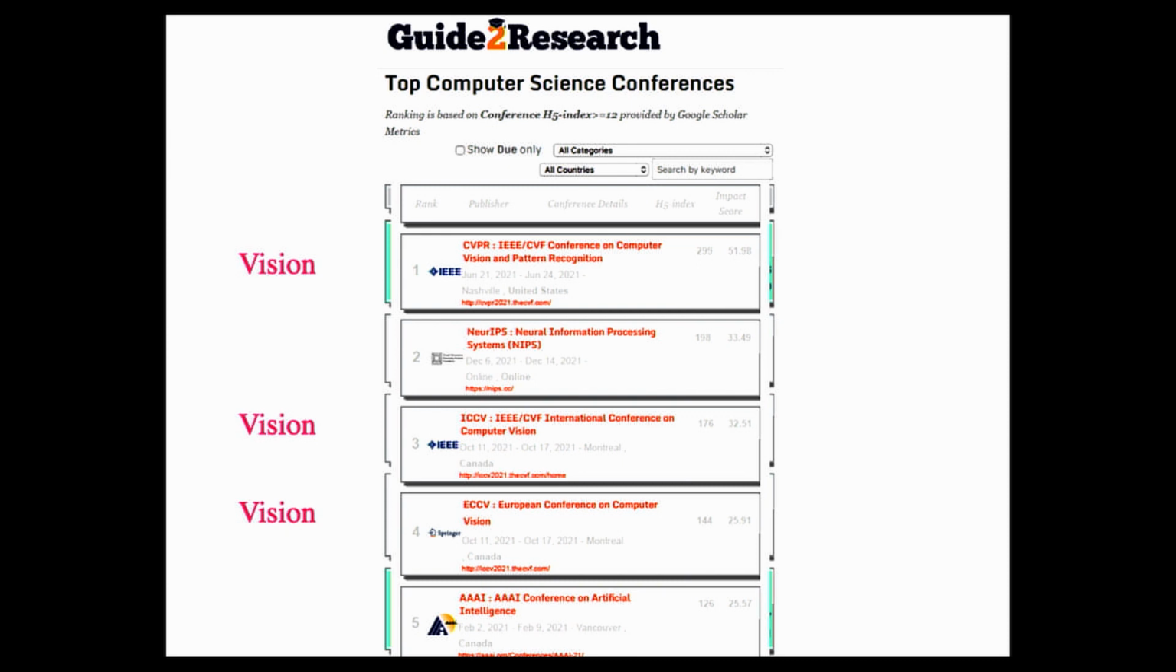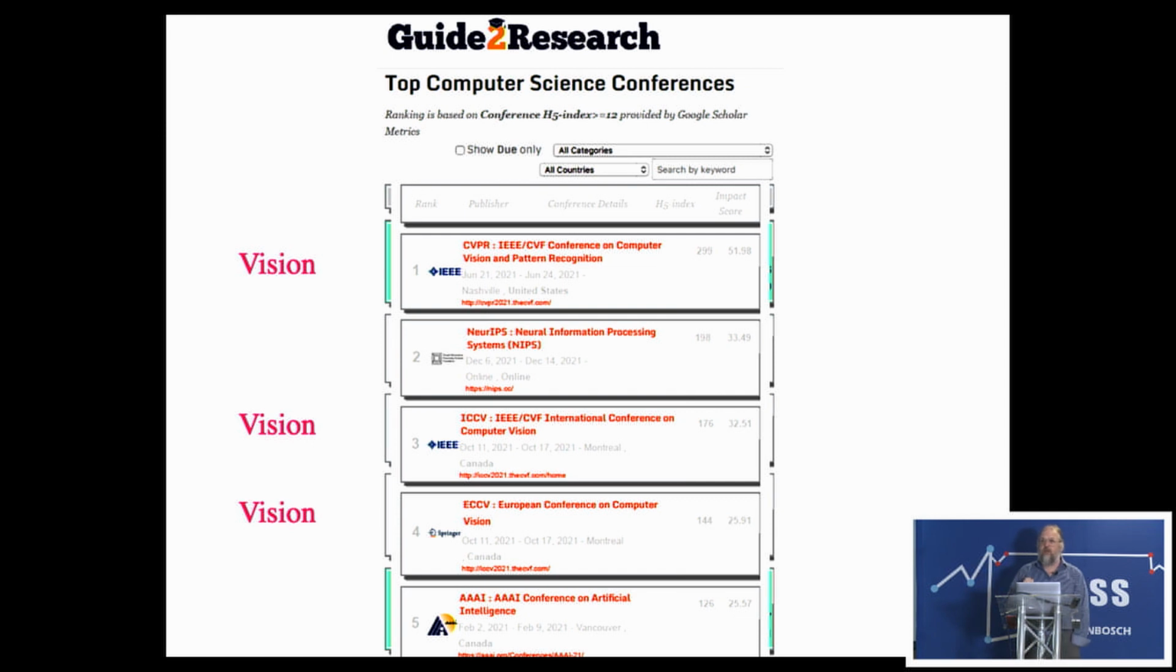If you look at metrics on computer science conferences, now scientific metrics are at best weird and mostly nonsense, but it's fun nonetheless because it annoys people who don't do vision. The top computer science conference is CVPR. Then NeurIPS, something to do with machine learning, never been sure.